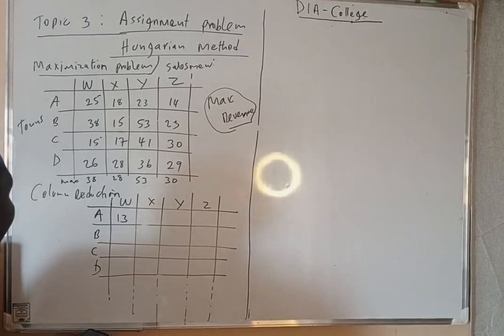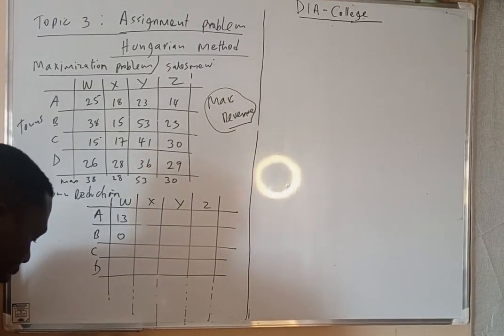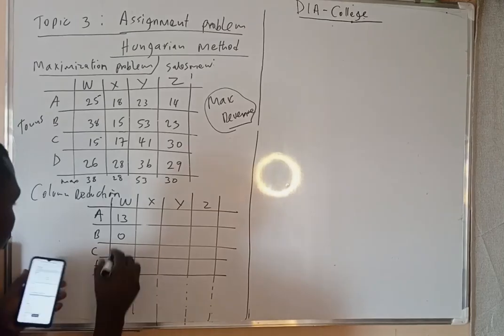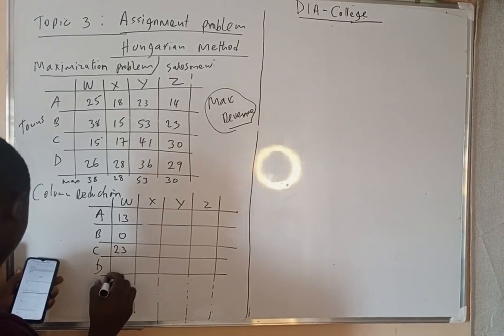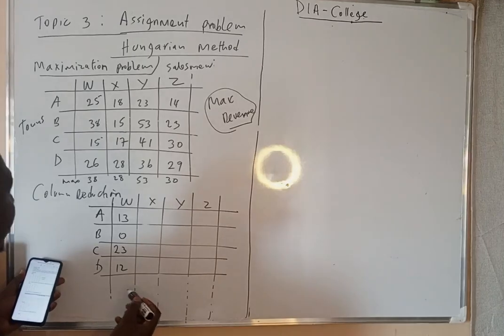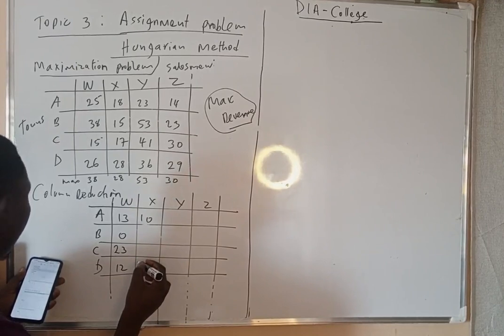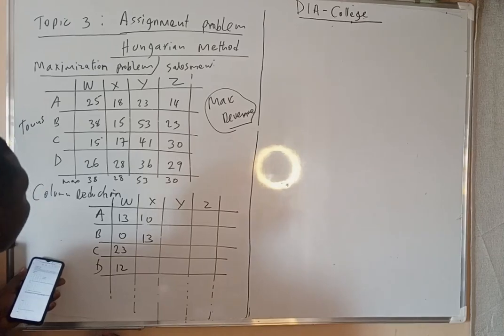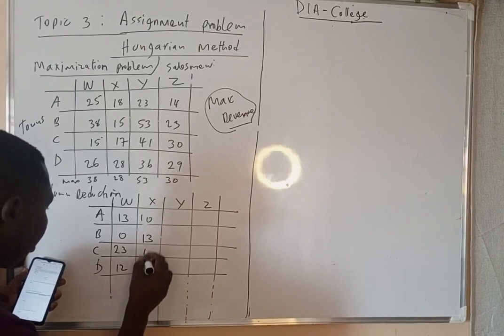Then 38 minus 38 gives 0. 38 minus 15 gives me 23. 38 minus 26 gives me 12. In the second column, 28 minus 18 gives 10. 28 minus 15 gives 13. 28 minus 17 gives simply 11. Then 28 minus 28 is 0.